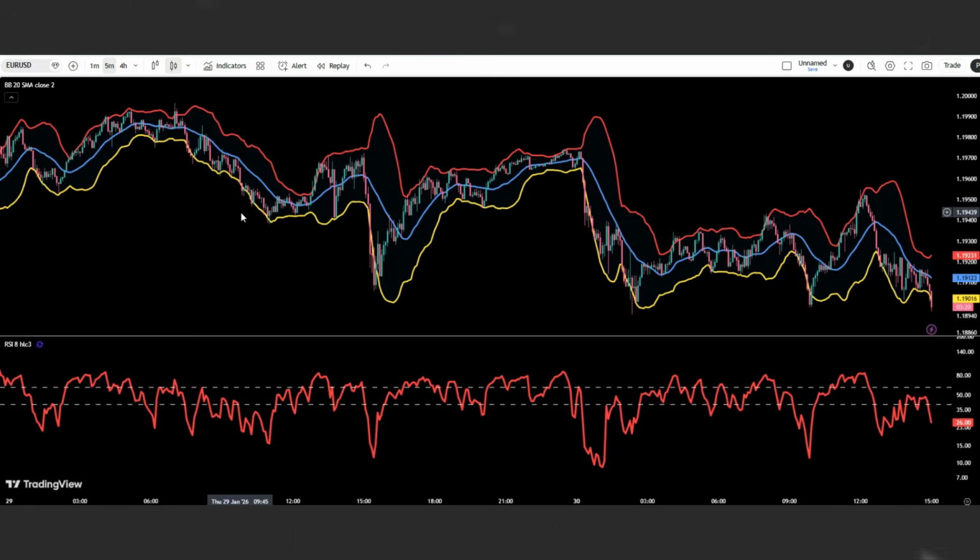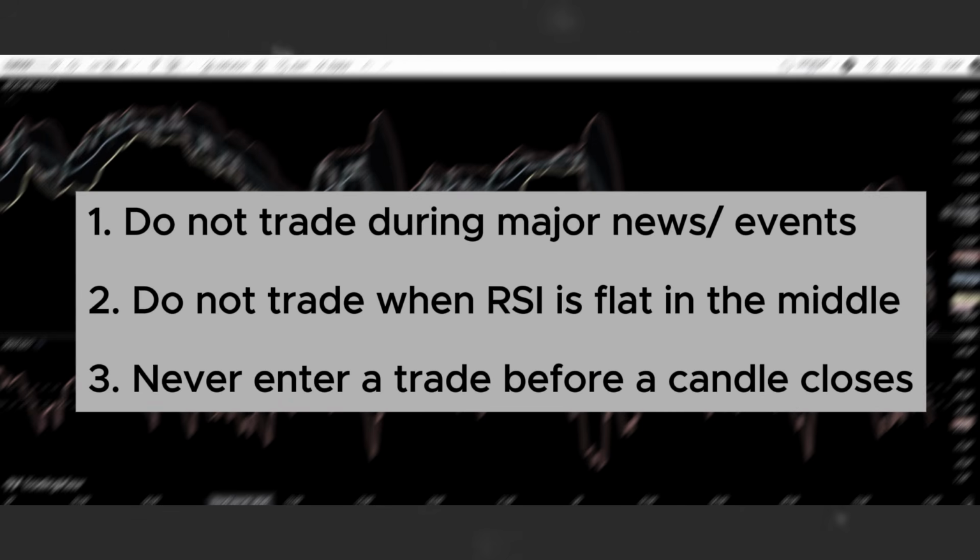However, there are a few things you should avoid to trade better. 1. Don't trade during major news events. 2. Don't trade when RSI is flat in the middle. And 3. Never enter a trade before the confirmation candle closes. Gold moves fast and it rewards patience and punishes impatience. Following these rules will help you stay consistent and reduce stress while scalping.